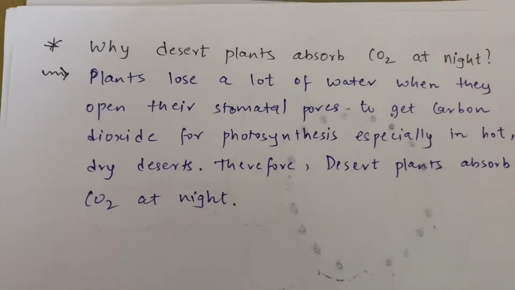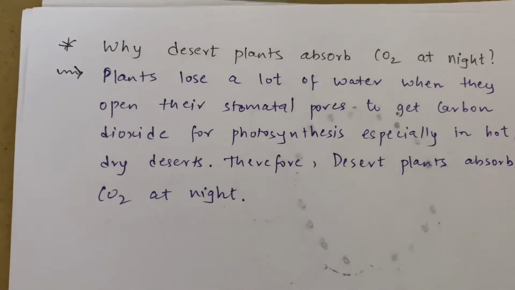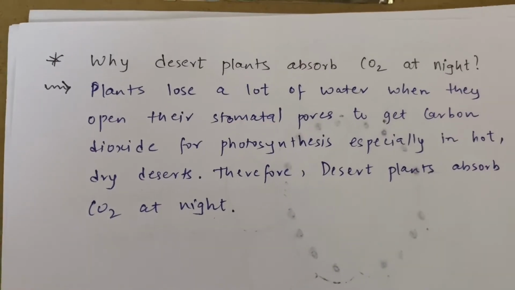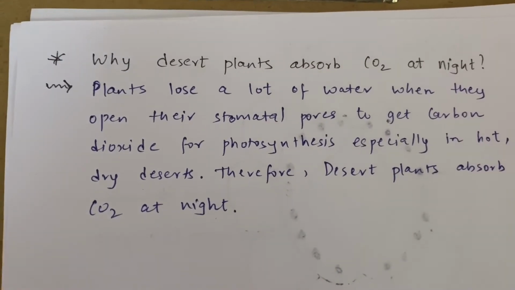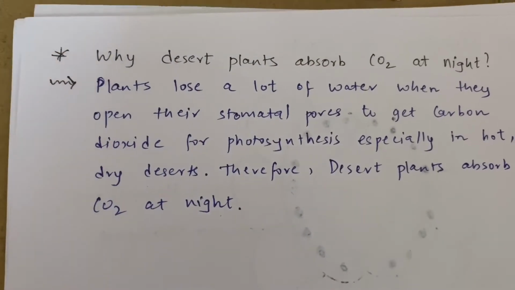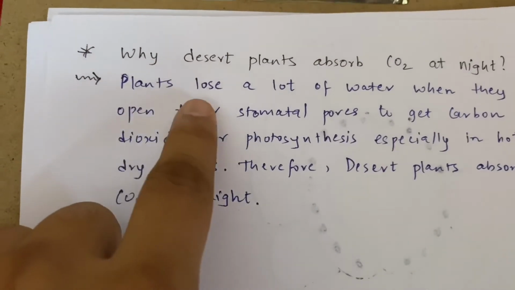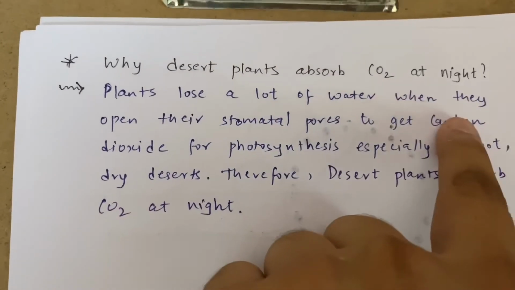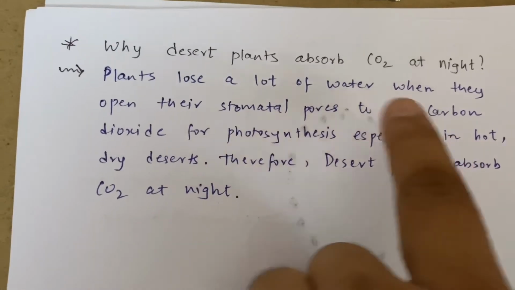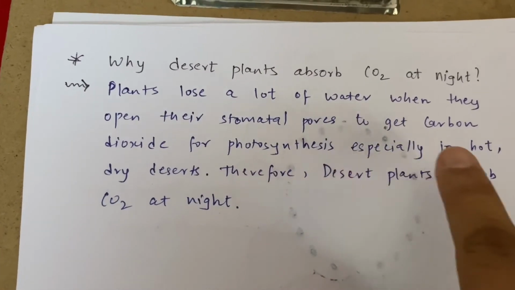A question that is frequently asked in your exam is why desert plants absorb CO2 at night? That means why do the plants of the desert absorb CO2 at night? Why don't they take it at daytime? So the reason is the plants lose a lot of water when they open their stomatal pores to get carbon dioxide for photosynthesis, especially in hot dry desert.